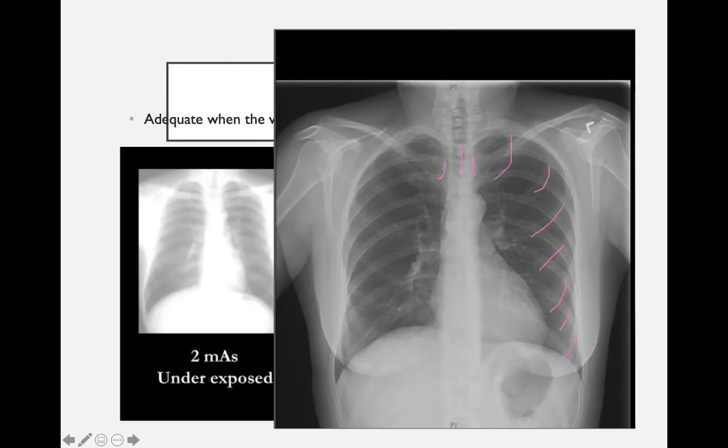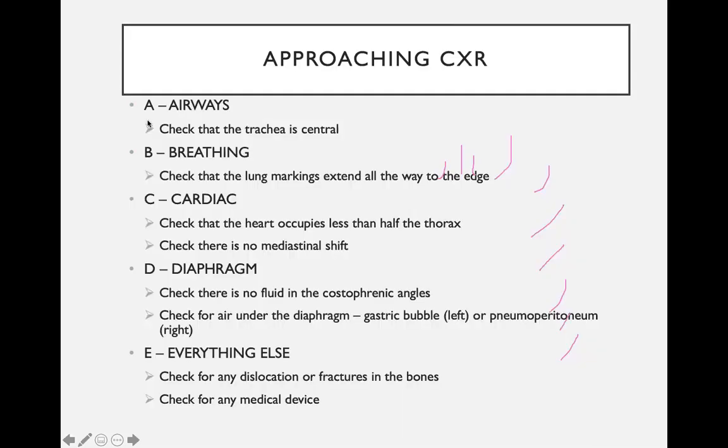Moving on. Now, the important stuff. Let me erase the annotations. Now that's when you start to actually analyze the X-ray and find the abnormal findings in it. So we use an ABCDE approach.